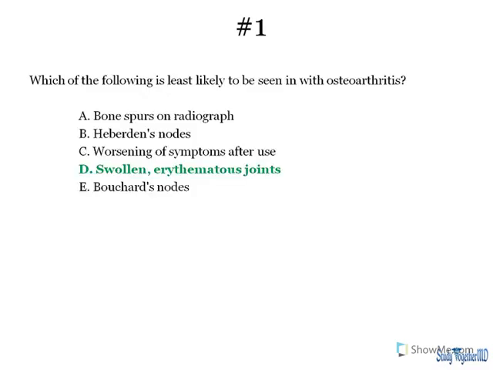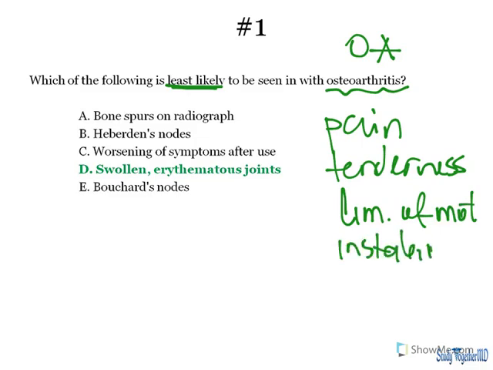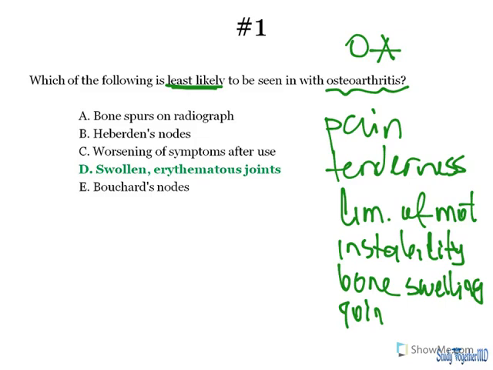Okay, so this question wants us to single out the least likely symptom with osteoarthritis. Okay, so let's see, what are the symptoms of OA? So they include pain, tenderness, limitation of motion, instability, bone swelling, and joint deformity.